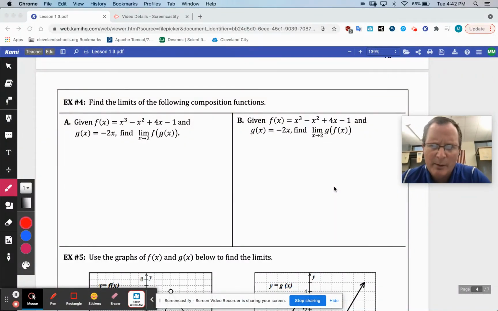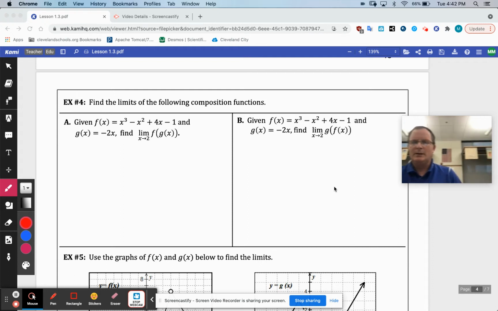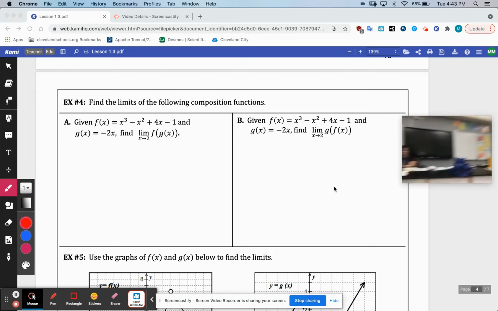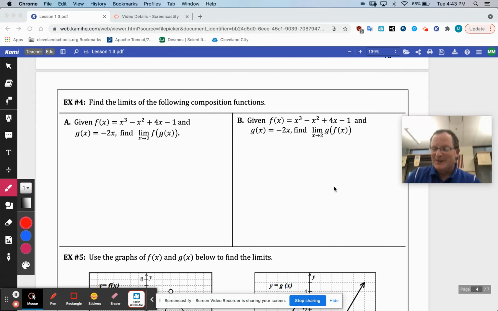Hey, it's Mr. Miles coming live from Mrs. Miles' room. You notice the biology stuff hanging up on the wall. You notice Mrs. Miles herself. All right, so here we are.